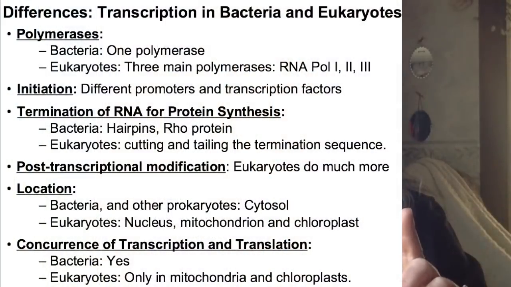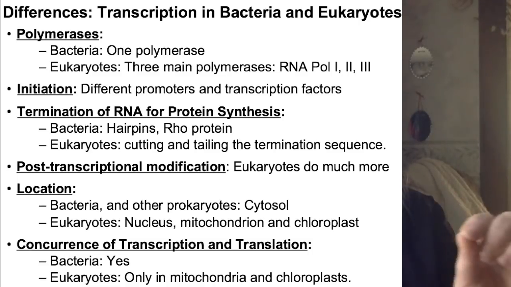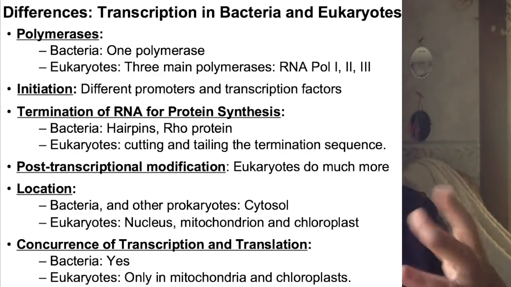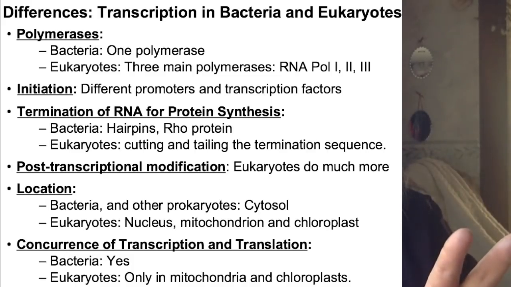But there are many differences too. The polymerases that are used in prokaryotes and in eukaryotes are different. For instance, there's one main polymerase for transcription in bacteria, but there are 3 main polymerases that are used in eukaryotes: Pol-1, Pol-2, and Pol-3, and we'll talk about those later. So the polymerases are different. The way that RNA synthesis is initiated is also different. It's much more complex in eukaryotes than it is in bacteria, and termination is also different.